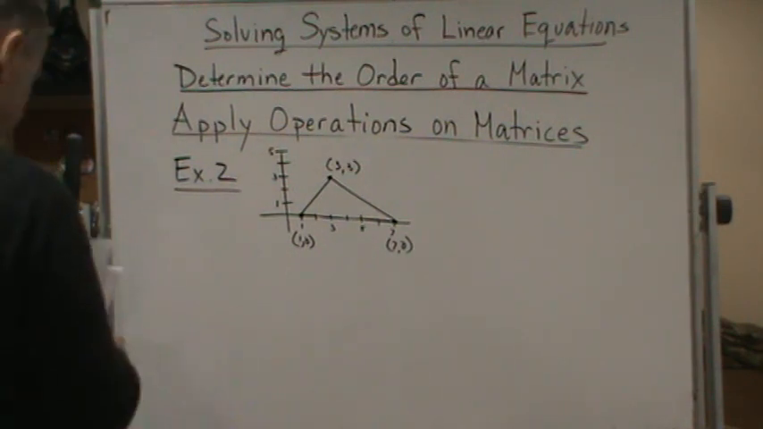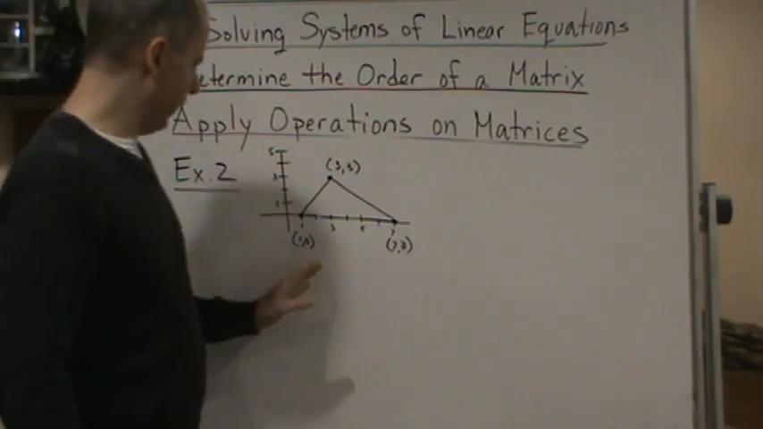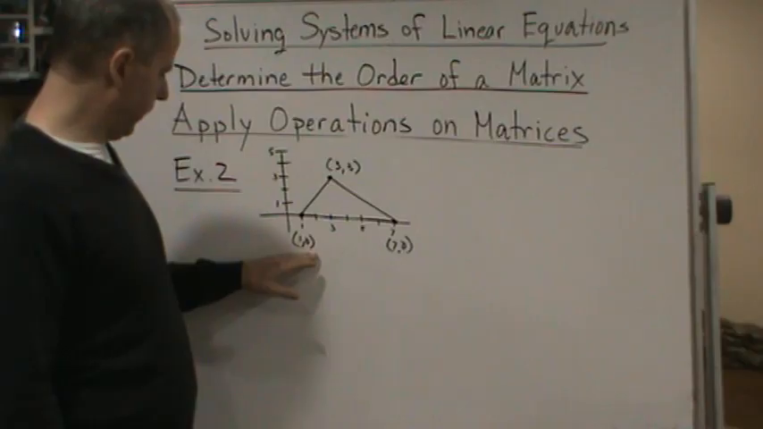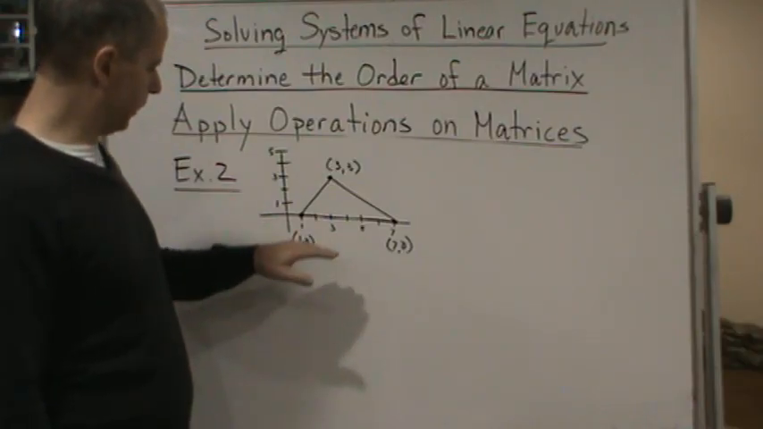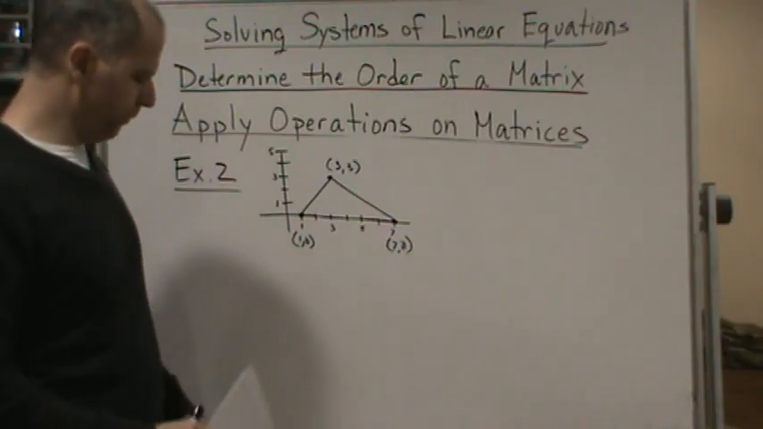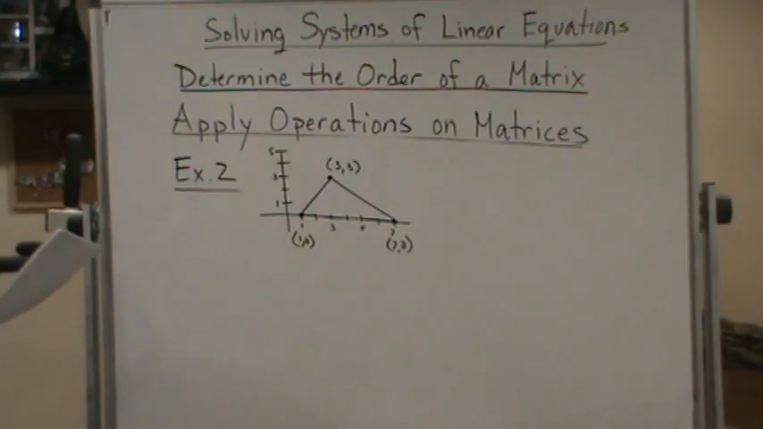All right, let's look at this example here. In this example, we have a triangle, and we have the three vertices of the triangle at these coordinates: (1, 0), (3, 3), and (7, 0). And we want to look at what this matrix would do.